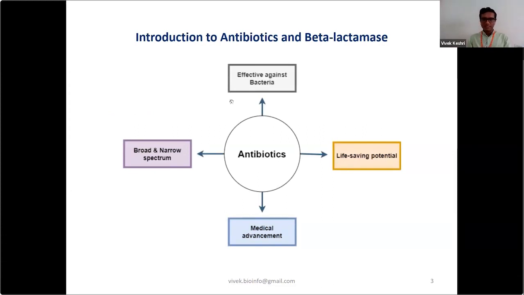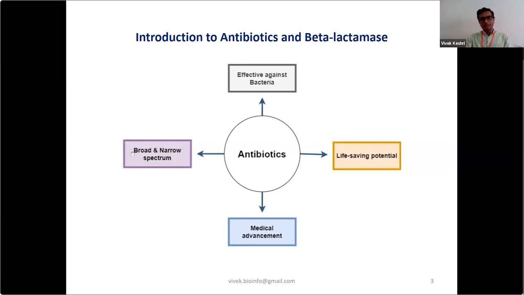concentrate on antibiotics and the beta-lactamase enzyme. We know that beta-lactam antibiotics like penicillin, cephalosporin, carbapenem, and monobactam are very important antibiotics used by the global health sectors. The antibiotic targets and kills bacteria, inhibiting their growth. In our society, countless lives have been saved by antibiotics in medical history. Because of antibiotics, our medical field has advanced greatly, and all antibiotics are grouped into two major categories: broad spectrum and narrow spectrum antibiotics.